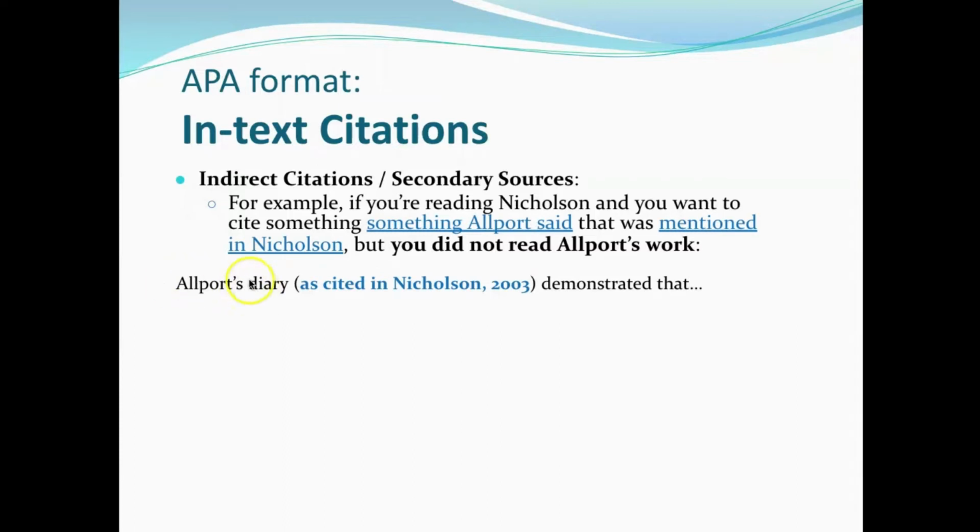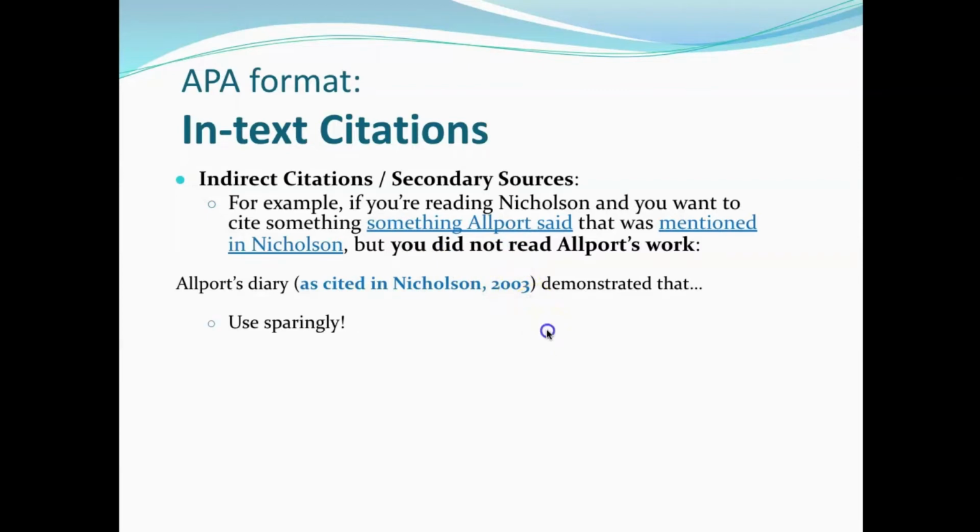So here's my signal phrase: Allport's diary demonstrated that. Or I could say Allport demonstrated that. That's my signal phrase. And then my citation, instead of putting the year of Allport's book's publication, I did not go find Allport's book. I did not read Allport's book. I was only learning about this from Nicholson's book. So I need to use the words "as cited in." And here I have Nicholson and the year of publication for the Nicholson book, 2003.